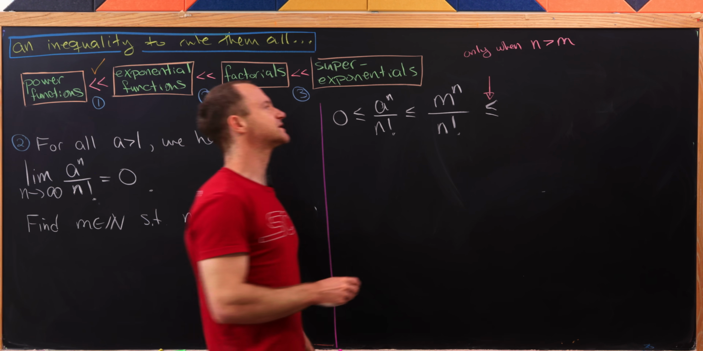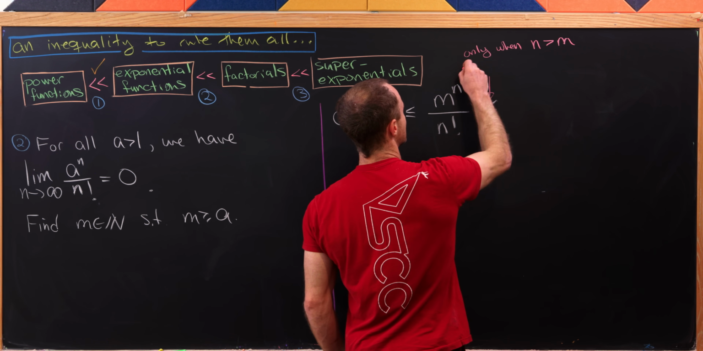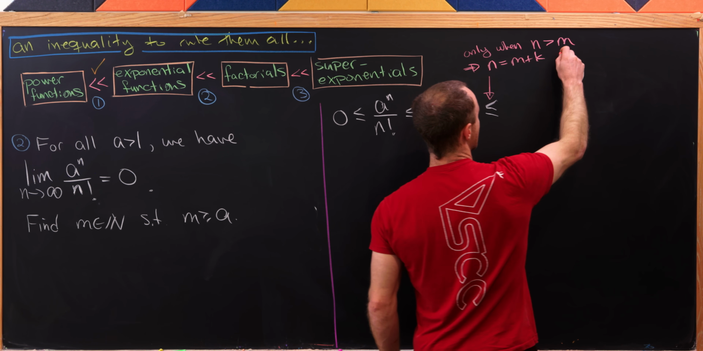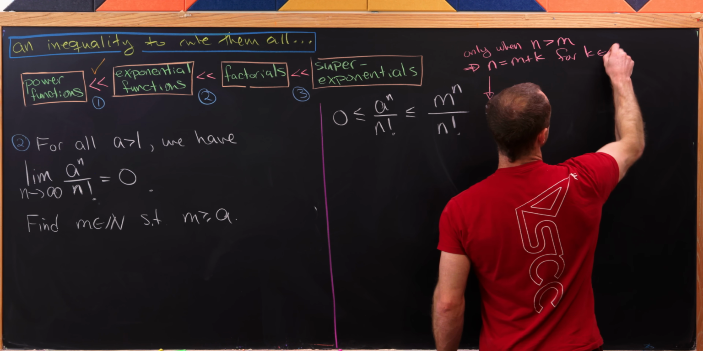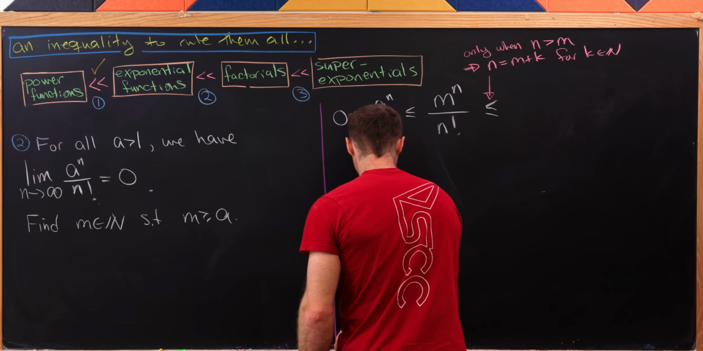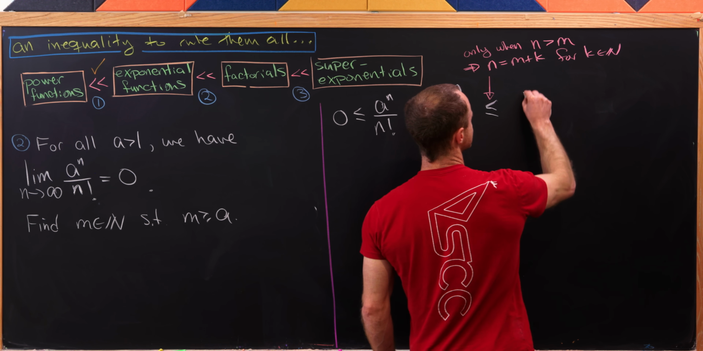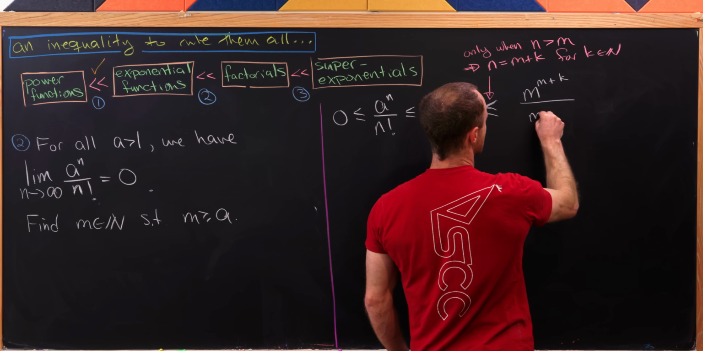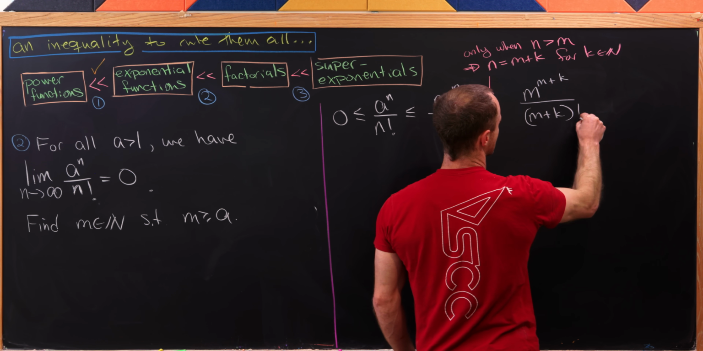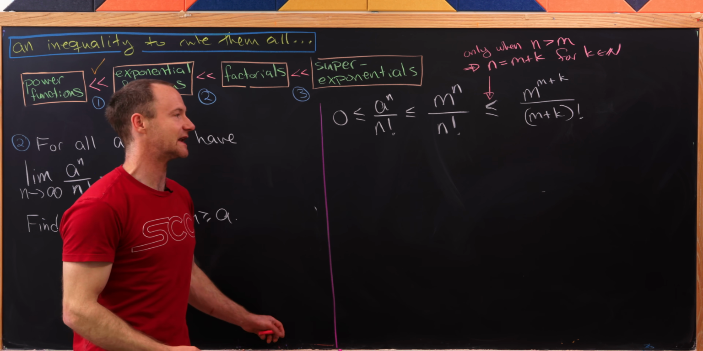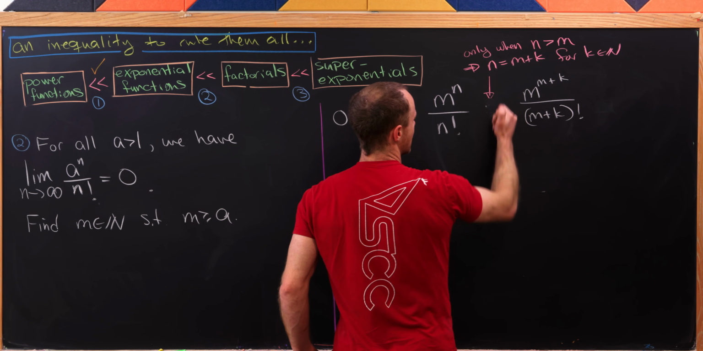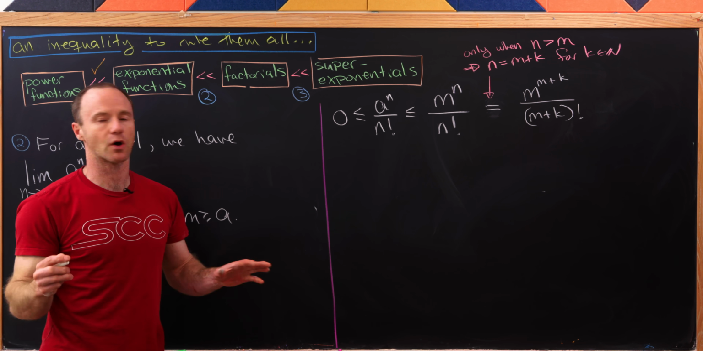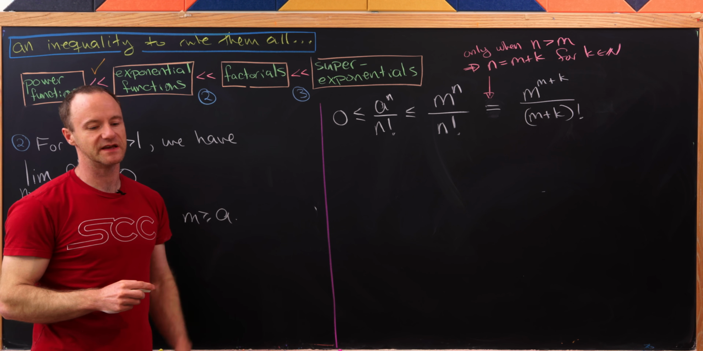Oh, but let's also use the fact that when n is bigger than m, that means we can write n as m plus k for some natural number k. So I think that's pretty obvious. And so now let's just write what we have here. So we have m to the m plus k over m plus k factorial. Great. I guess this is technically an equality here, but this is an equality that really only holds when we have n bigger than m, because that's the only time we can write this in this method.